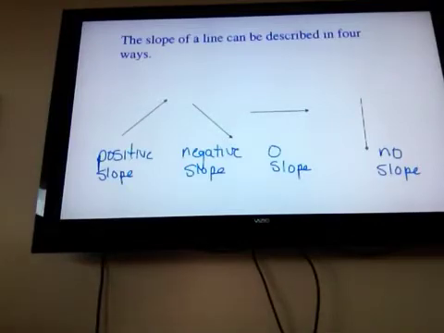Okay, so here's a little trick to remember which one's which. When you were misbehaving at home and your parents go, no, no, no. What direction is my finger? My finger is up and down. They don't go, no, no, no, pointing side to side. That's perfect. So 0 slope and no slope, definitely confused.